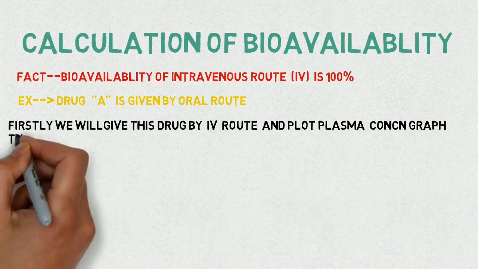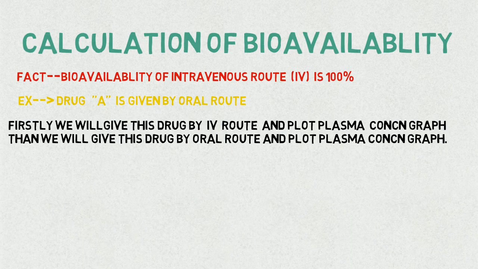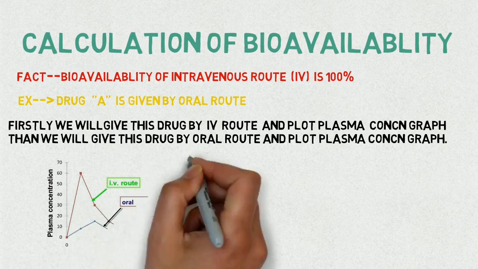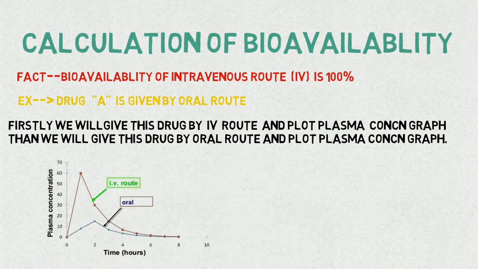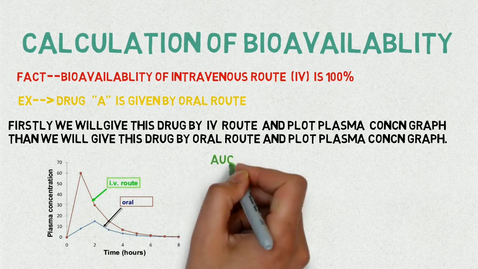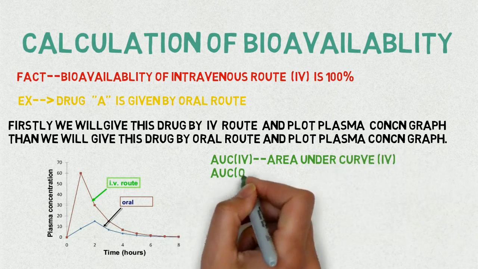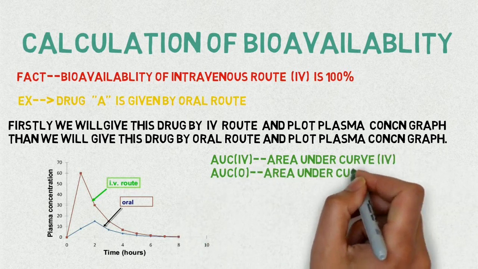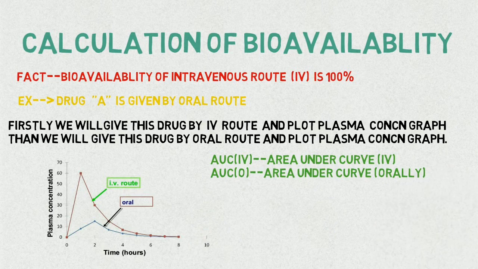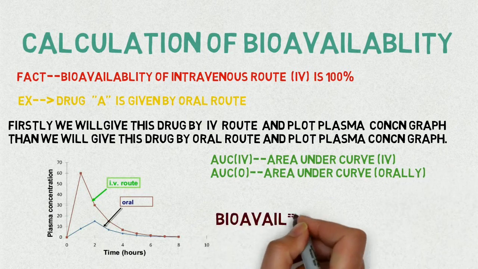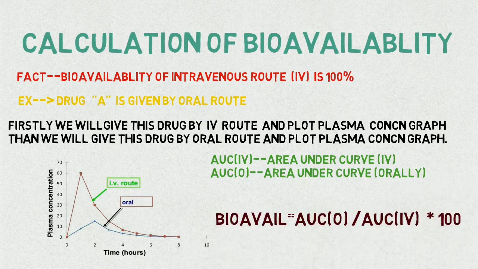For calculating its bioavailability, we will plot two graphs, first of the IV route and then of the oral route, both plasma concentration graphs. As you can see from this graph, the plasma concentration graph of the IV route has a higher peak than the oral route. We can call these the area under the graph for the IV route and the area under the graph for the oral route. The formula is bioavailability equals the area under the graph for the oral route upon the area under the graph for the IV route, multiplied by 100.